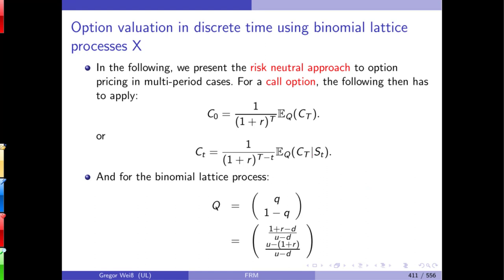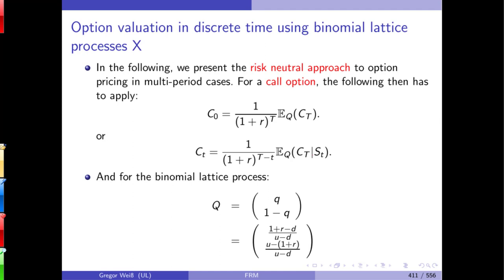Now, let's do this again with the risk-neutral approach. For a call option, for any security, risk-neutral pricing says the price should be equal to the expected discounted future cash flows under the risk-neutral probability measure, unter dem risikoneutralen Wahrscheinlichkeitsmaß.